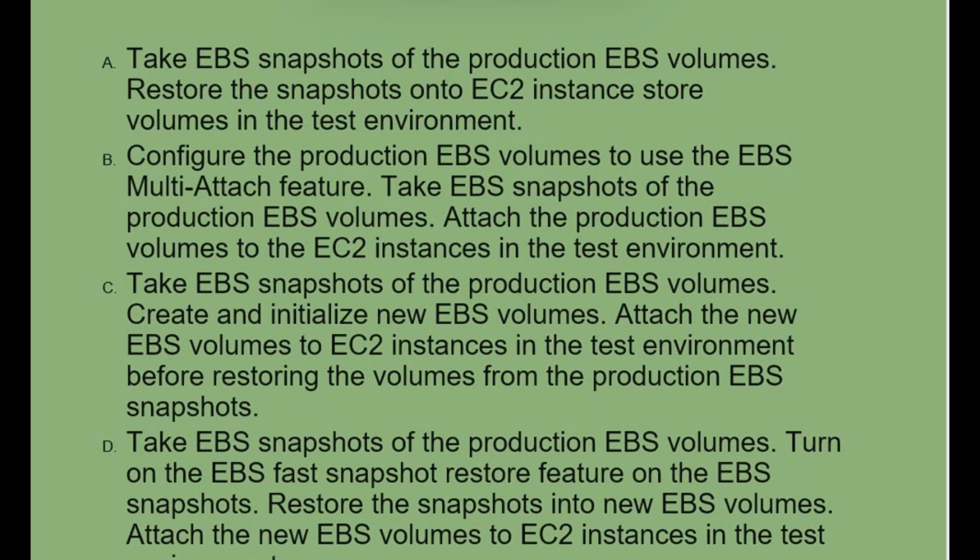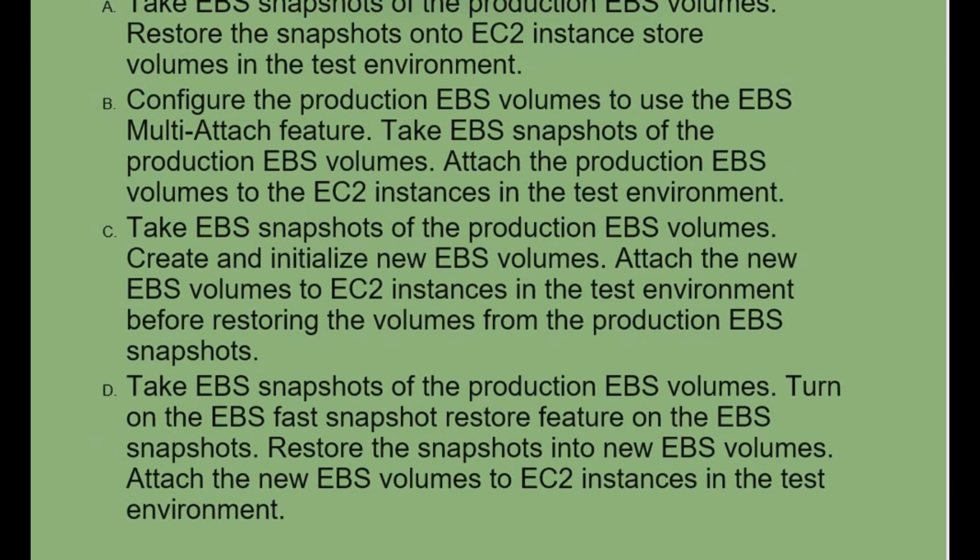Option C. Take EBS snapshots of the production EBS volumes. Create and initialize new EBS volumes. Attach the new EBS volumes to EC2 instances in the test environment before restoring the volumes from the production EBS snapshots.